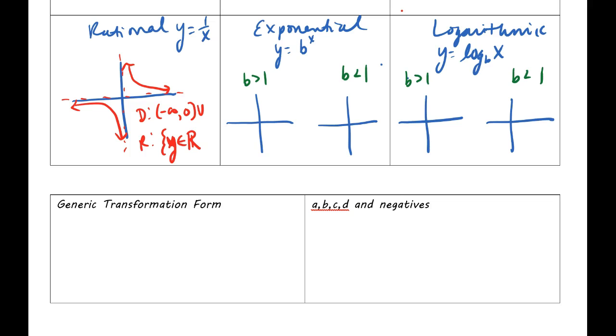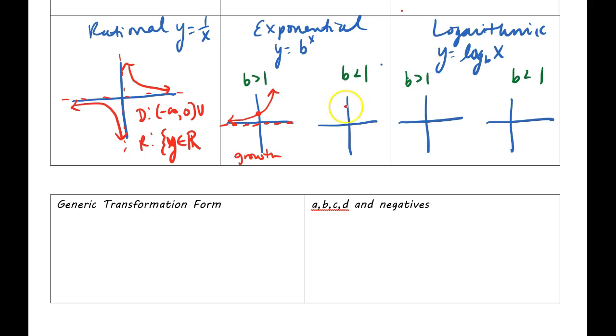So for instance, if b is bigger than 1, let's say it's a 2, so 2 to the x, or 3 to the x, or 4 to the x. It's called an exponential growth function, and it looks something like this. There was an asymptote down here, and what I like my students to remember, there's an asymptote on the axis, and we usually cross at 0, 1. Okay, that's a good starting point, 0, 1.